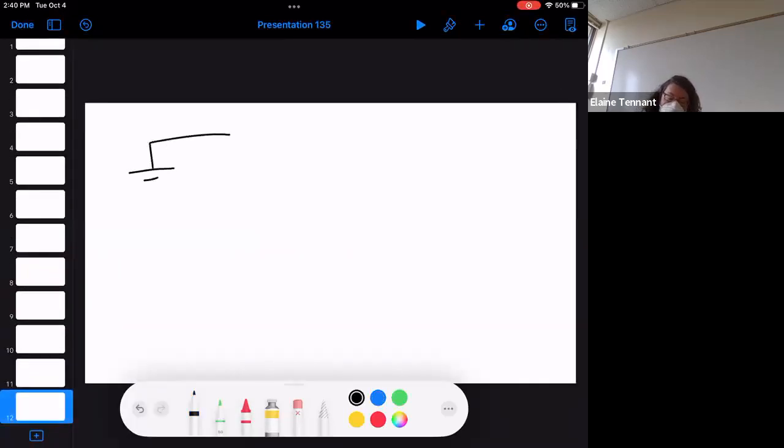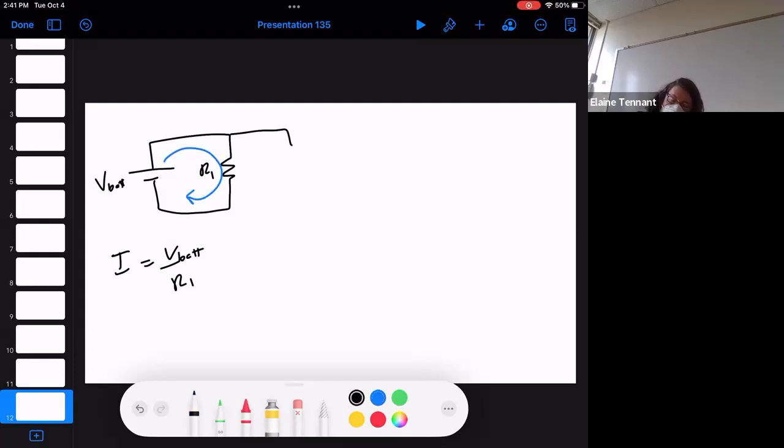So if I have this battery here, and I have my first resistor, resistor 1, it's got whatever the voltage of the battery is across it. So it's got a certain amount of current going through it, right? I1 equals VBAT over R1. I'm going to add another resistor. So it'll have some current going through that, I2 equals VBAT over R2.